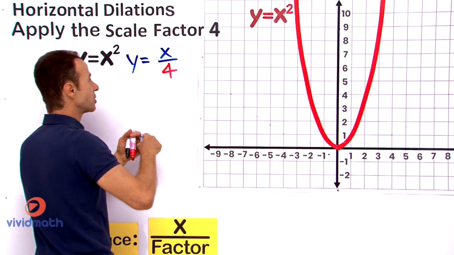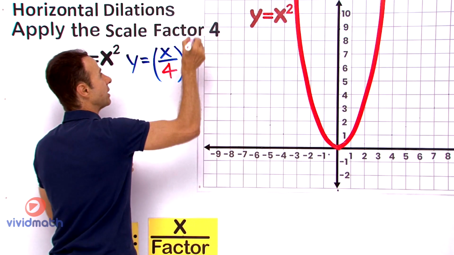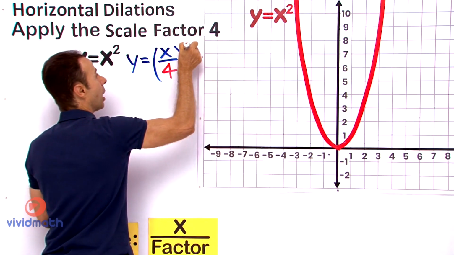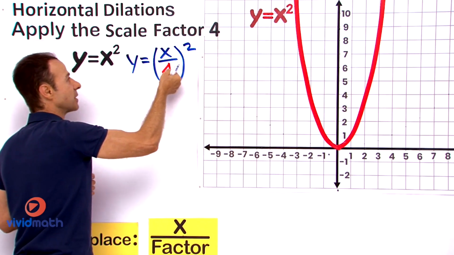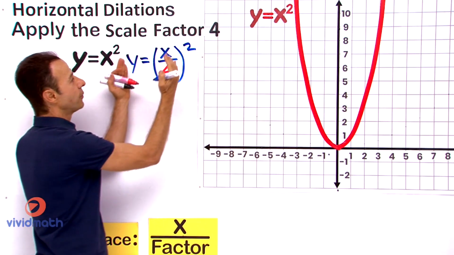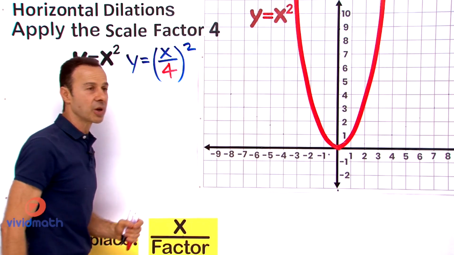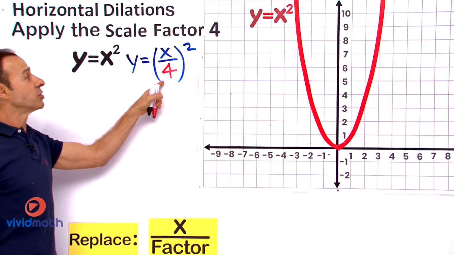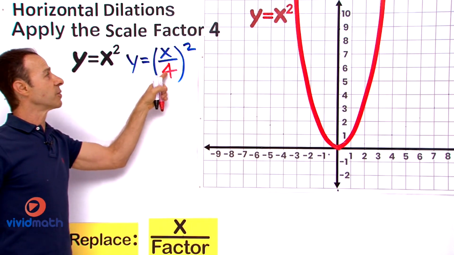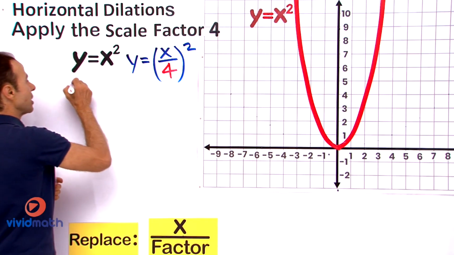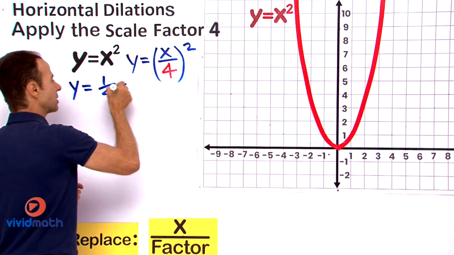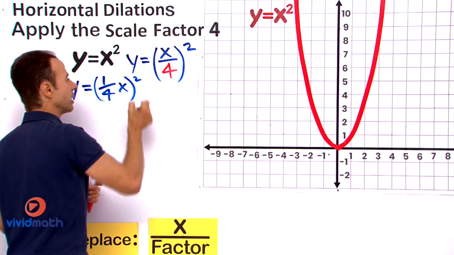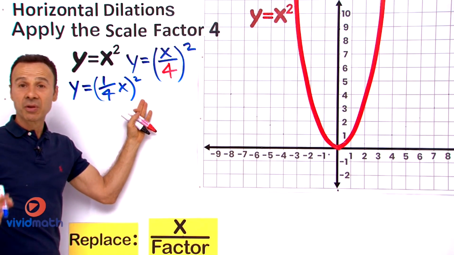It's inside the function, and then we put brackets, and then we put the squared. Why? Because this is inside the function, so that 4 must go inside the function, not outside. Therefore the 4 inclusive is also squared. So that's our new function: y equals x on 4 squared. Some people represent it as y equals 1/4 x, brackets all squared, which is the exact same thing.